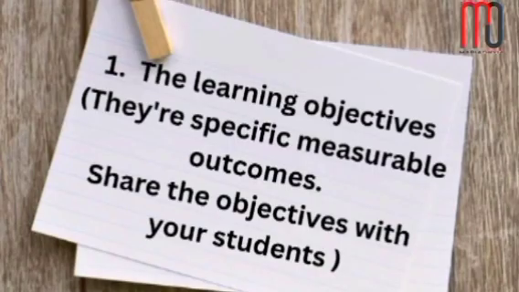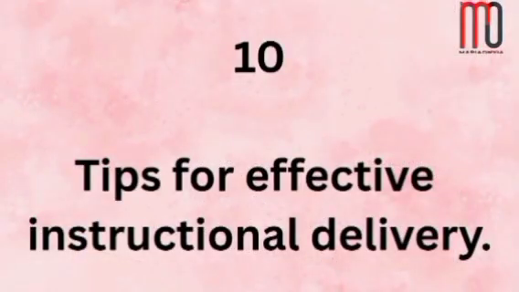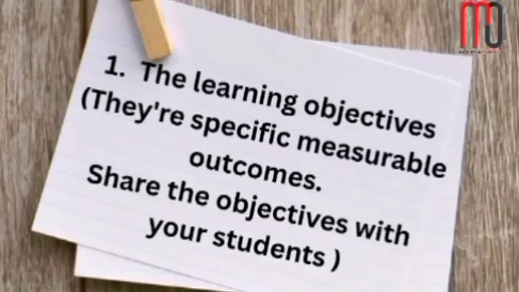If they're supposed to analyze, write it there. If they're supposed to differentiate, write it there. If they're supposed to label, write it there. At the end of this lesson, these students should be able to draw and label, right? So objectives are very important.